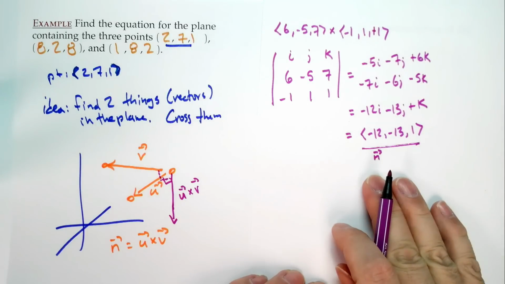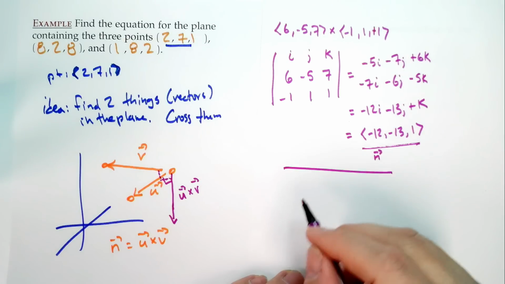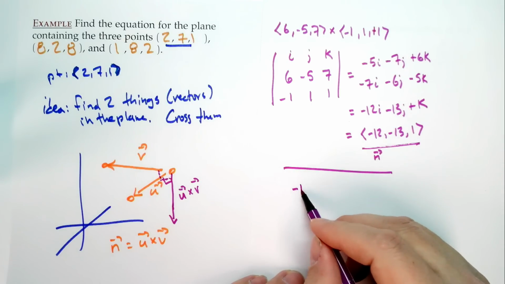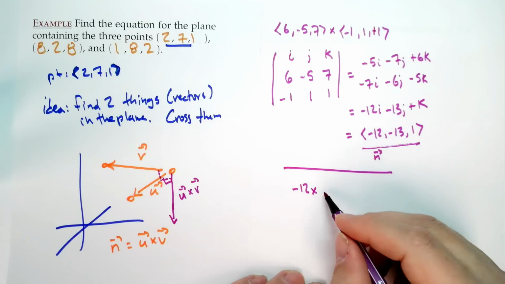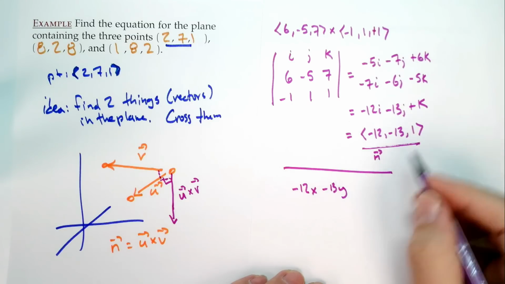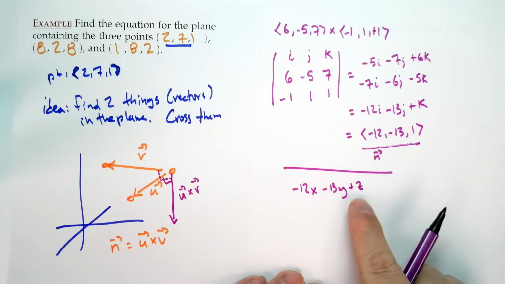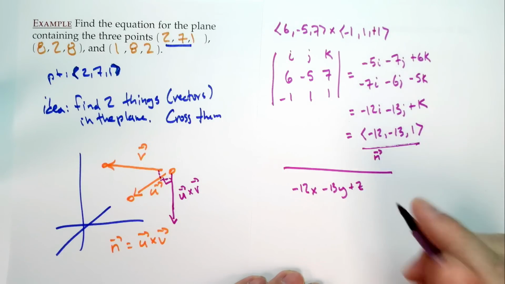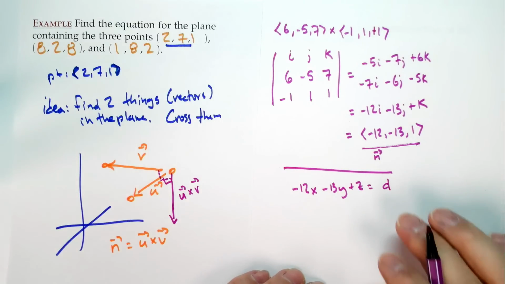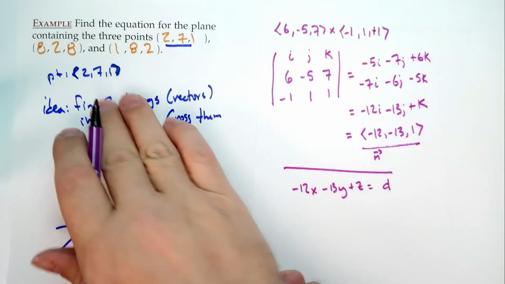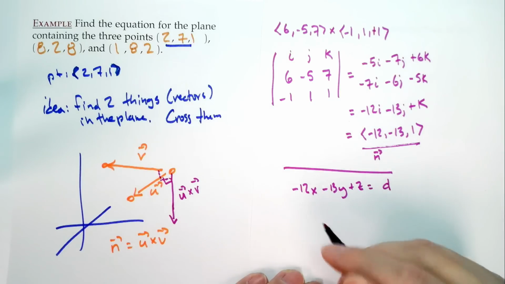So I have the normal vector, I have the point. To get them together, we say our plane will be -12 times x, so the -12 comes from here, -13 times y, and then +1 times z. So these are my coefficients, coming from the normal vector, equal to something. So we have to find the d, and this is where the point comes in. We plug in the point to get d.